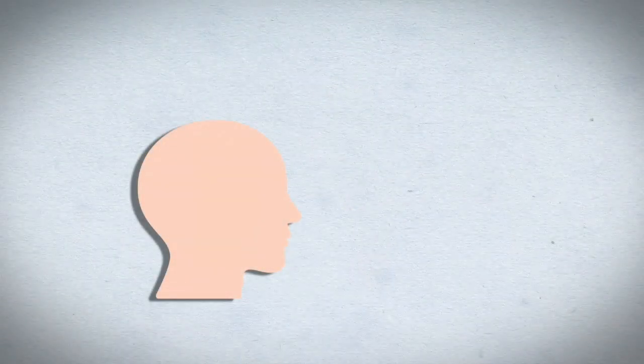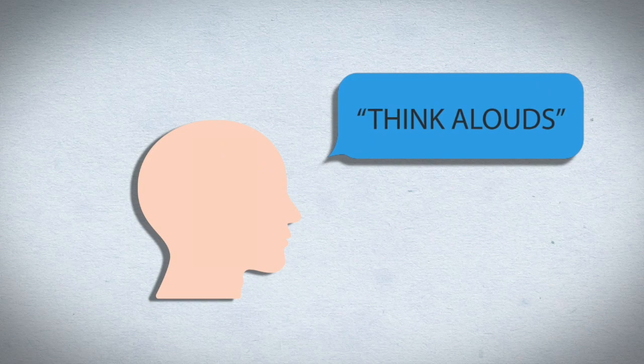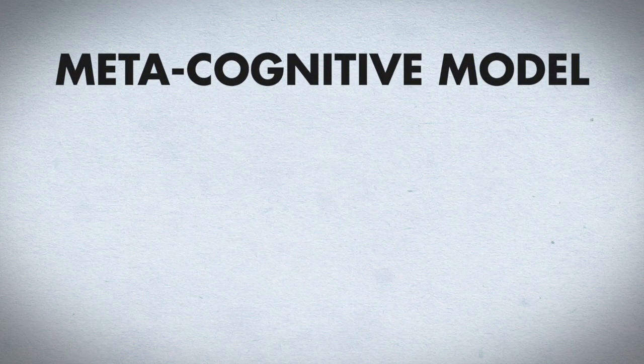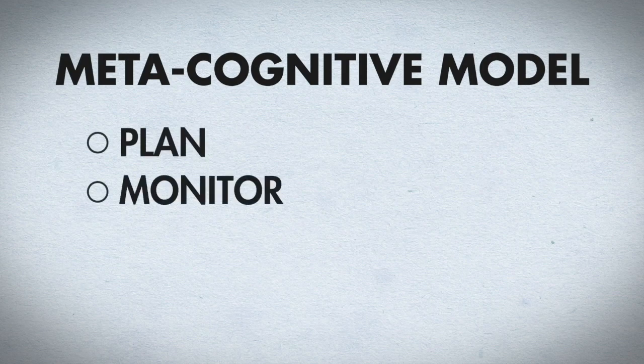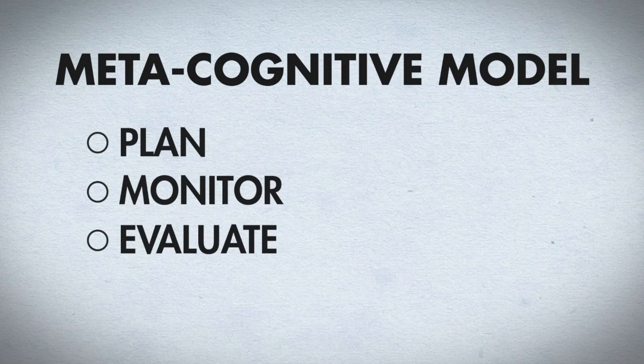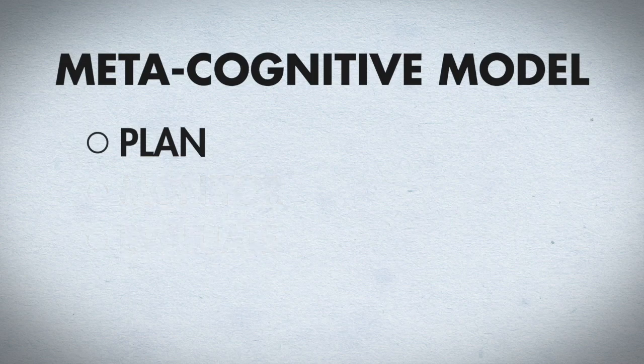Another way to model is with think-alouds or metacognition. Metacognitive models are critically important, but they're often overlooked in teaching and learning. An effective metacognitive model includes planning, monitoring, and evaluating. And one way to model your thinking is by asking yourself questions and then answering those questions out loud for students. When doing a metacognitive model for planning, you might use questions like these.